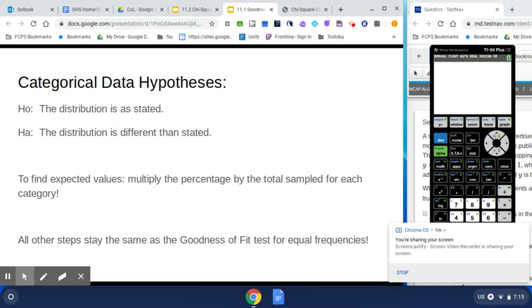Instead of just taking the total and dividing by the number of categories, we're going to multiply the total by each percentage. So if there's supposed to be 20% of a particular category, then we're going to multiply 0.2 times the total sampled. All other steps pretty much stay the same as the goodness of fit test that we talked about yesterday for equal frequencies.